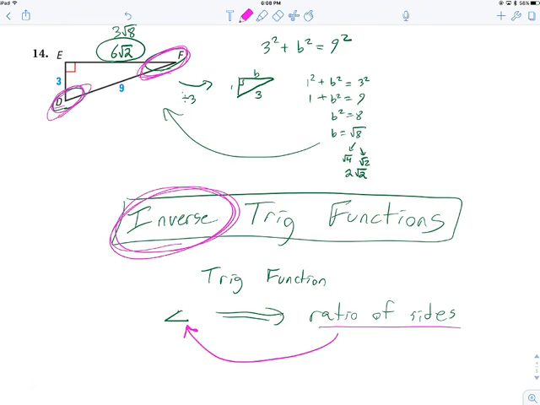It takes you backwards. Once you know that ratio, you could say, well, can't I just ask my calculator what angle gives me that ratio? And yeah, you can. That's what an inverse trig function is. And that'll be our next video.